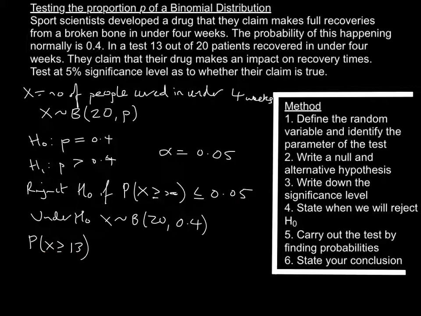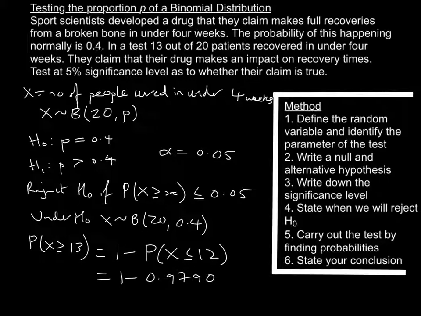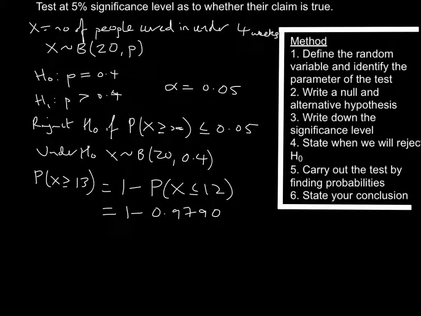Can you see that this inequality here is mirroring what we said would happen if we reject H0. So finding the probability that X is greater than or equal to 13 is the same as 1 minus the probability that X is less than or equal to 12. And because now we have a less than or equal to probability, we can use the tables, and reading that off from the tables, it's 0.9790. And that gives us a probability of 0.0210. And we can see that this probability, 0.0210, is less than 0.05. It's less than the significance level.